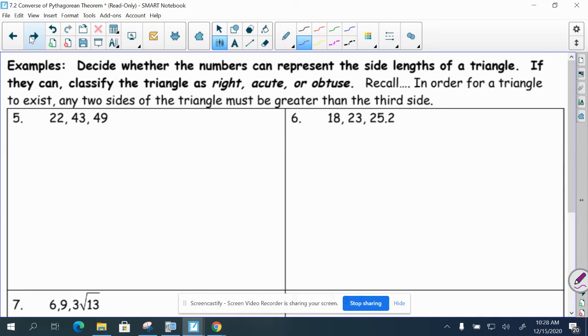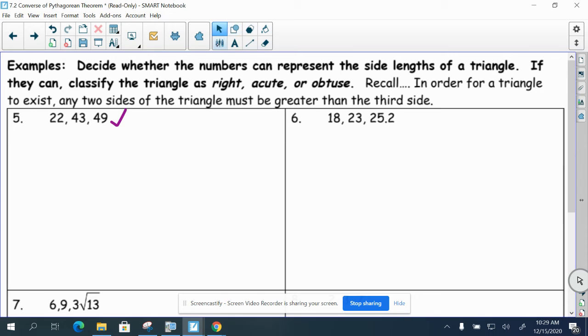All right, so a couple of practice questions related to these. Decide whether the numbers can represent the side lengths of a triangle. If they can, classify the triangle as right, acute, or obtuse. So remember that in order for a triangle to exist, any two sides of the triangle must be greater than the third. So is 22 plus 43 greater than 49? Are these two greater than 43, and are these two greater than 22? Yes, it does make a triangle.